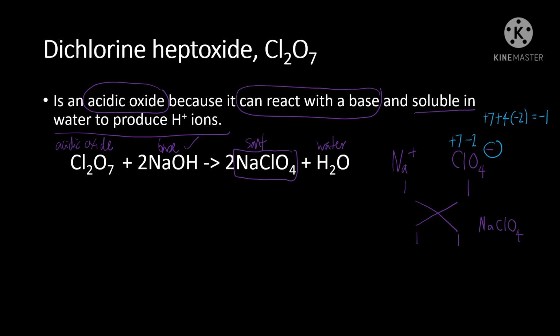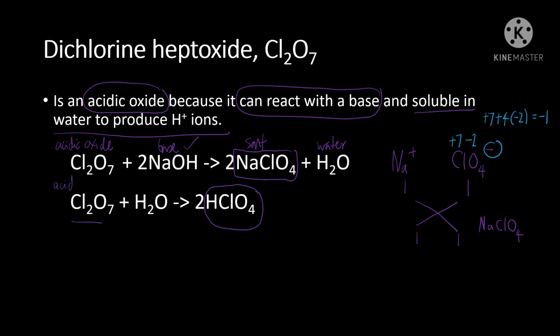Dichlorine heptoxide is also soluble in water. When dissolved in water, an acidic solution which consists of hydrogen ion is also being produced. And the acidic solution that is produced is perchloric acid solution, to indicate that dichlorine heptoxide is an acidic oxide.